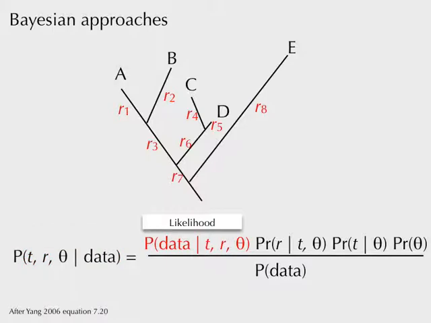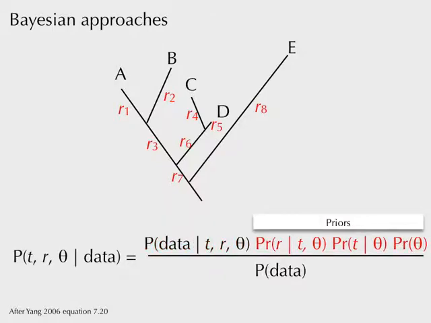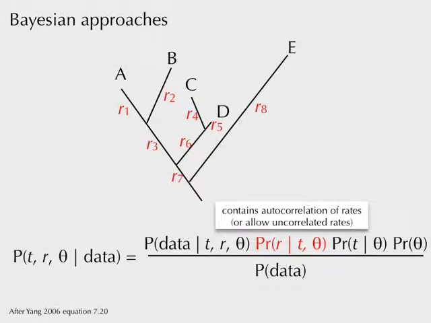We have our good friend the likelihood. And then we have the priors. If we have something like age constraints, that comes in there. All the time constraints go in there. And then if you allow autocorrelation of rates, where one rate is probably derived from the previous rate, that goes in too. We also have uncorrelated rates. And then the denominator is summed across all of your parameters, which of course is hard to do.